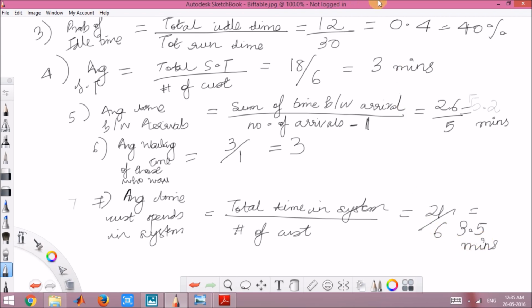Right? So we've calculated the tables. We know what is there. So using these steps and these formulae, we solve the sum.